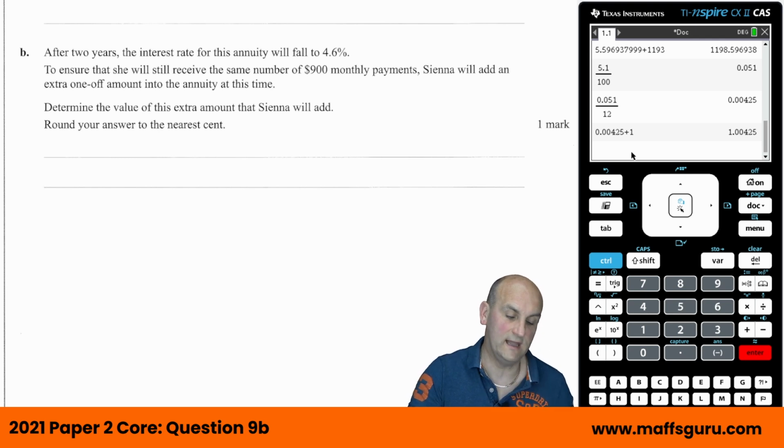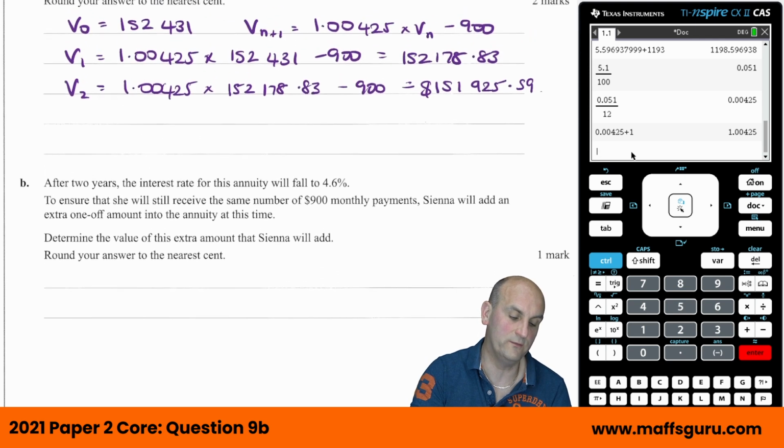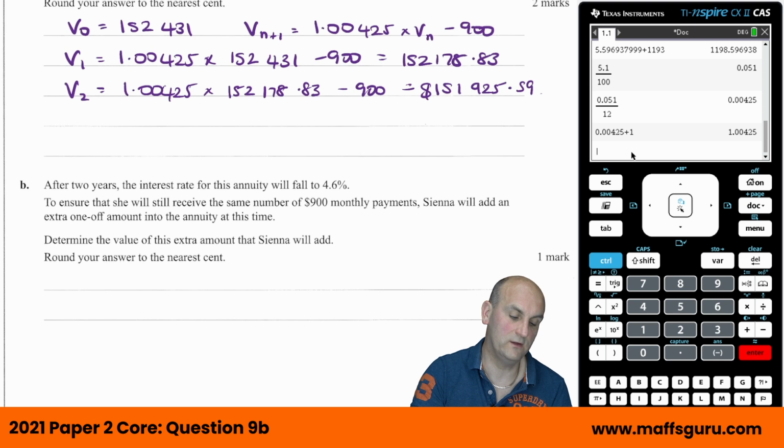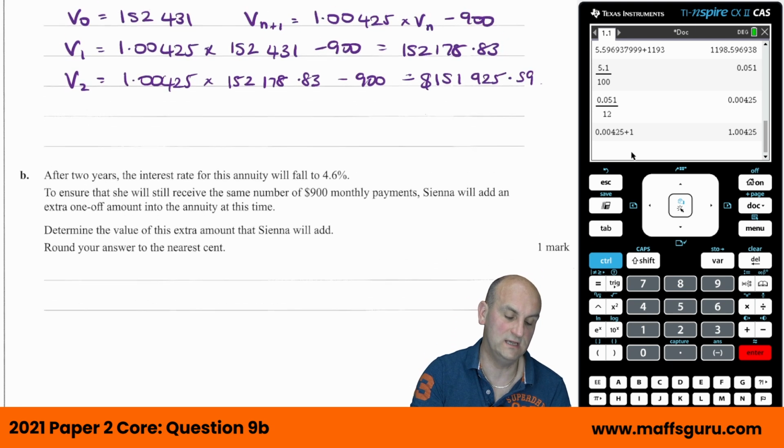After 2 years, the interest rate for this annuity will fall to 4.6%. To ensure that she'll receive the same number of $900 monthly payments, Sienna will add an extra one-off amount to the annuity at this time. Determine the value of the extra amount that Sienna will add.